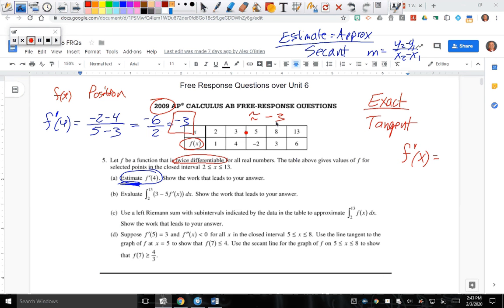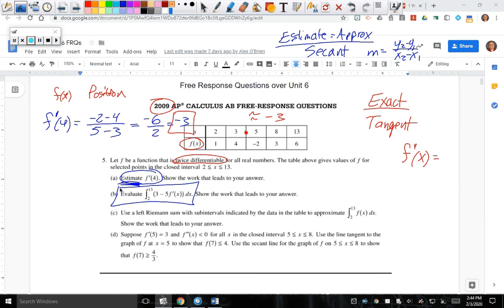Alright, so let's go to part B, unless you have questions. Part B is asking, let us evaluate this integral and show the work that leads to your answer. Are there any suggestions on what we should do to start? Well, we need f prime, right? We need f prime. We're going to need f prime. We first find the slope at 13 to... Oh, can you pull up 3?